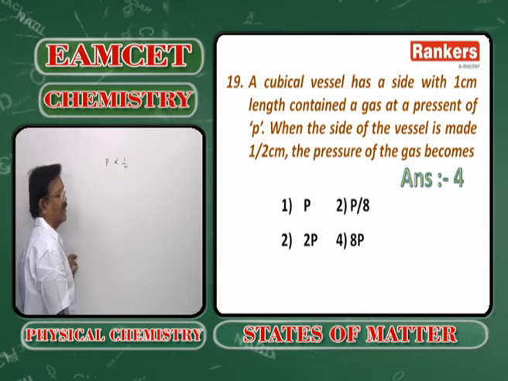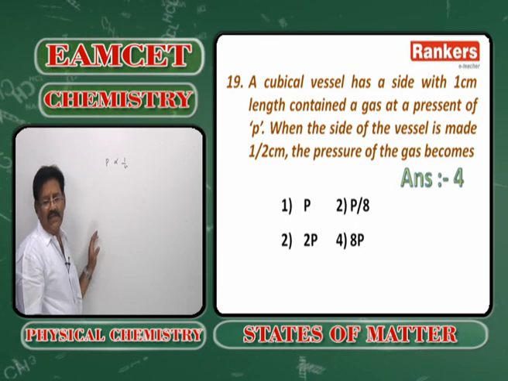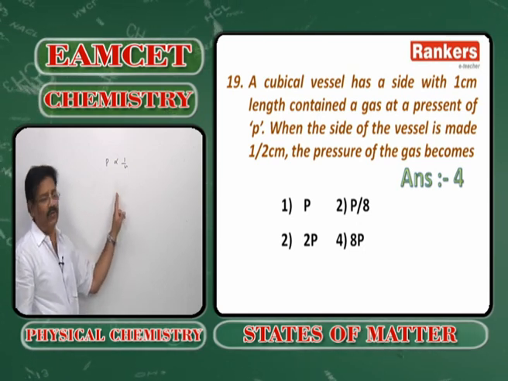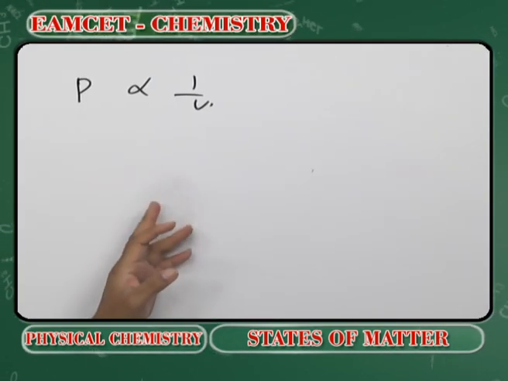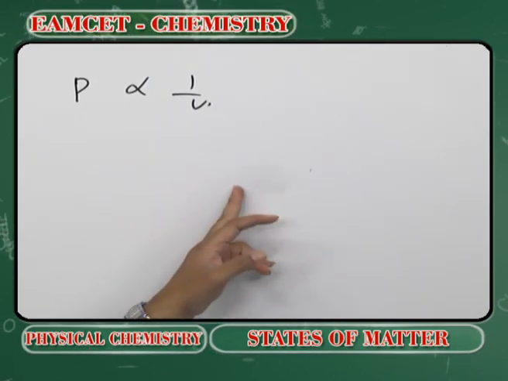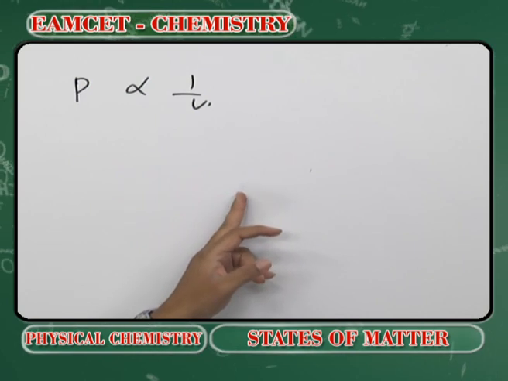When the length of the side is reduced to L by 2, the pressure will be increased by a factor of 8 times. Pressure will become 8P.